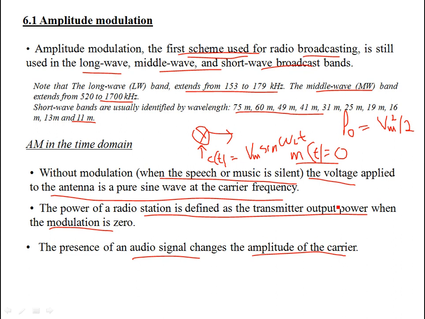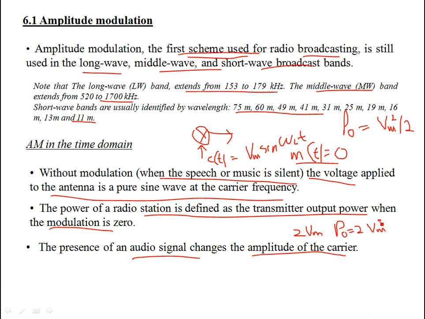But if you have a modulating signal, and let's say the maximum amplitude is 2 Vm, that means twice what we had previously. Then the power output becomes twice Vm squared.